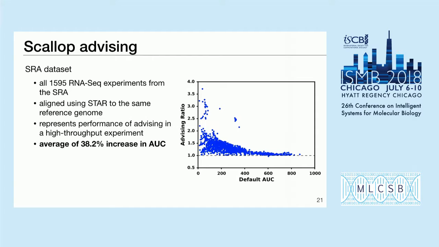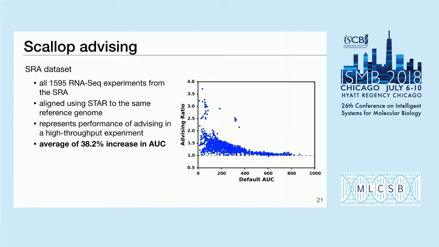What if it was some sort of uniform experiment where you would run it through your own pipeline? So we took all of the RNA-seq experiments in SRA, did the same thing, and we see the same trend where if the default was low, then the increase in AUC is much bigger. But we do improve the AUC in almost every case. So there's one case here that's actually below this 1.0 line, which means that parameter advising decreased AUC, but that's because we left the default out of the training set for this experiment just to see what would happen.